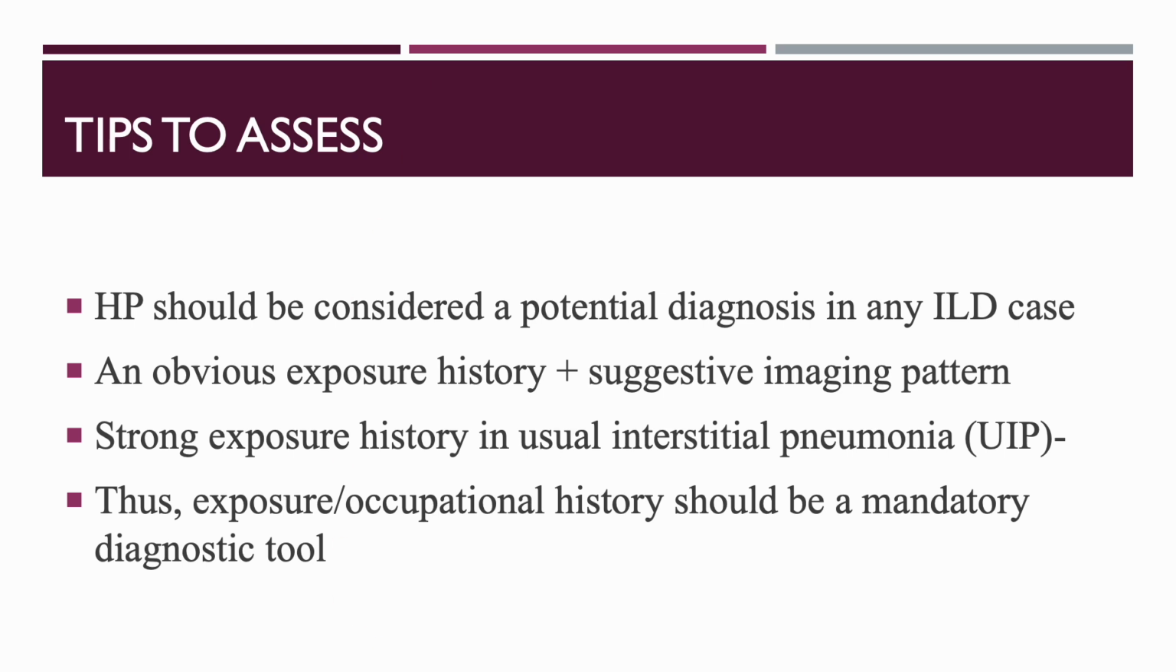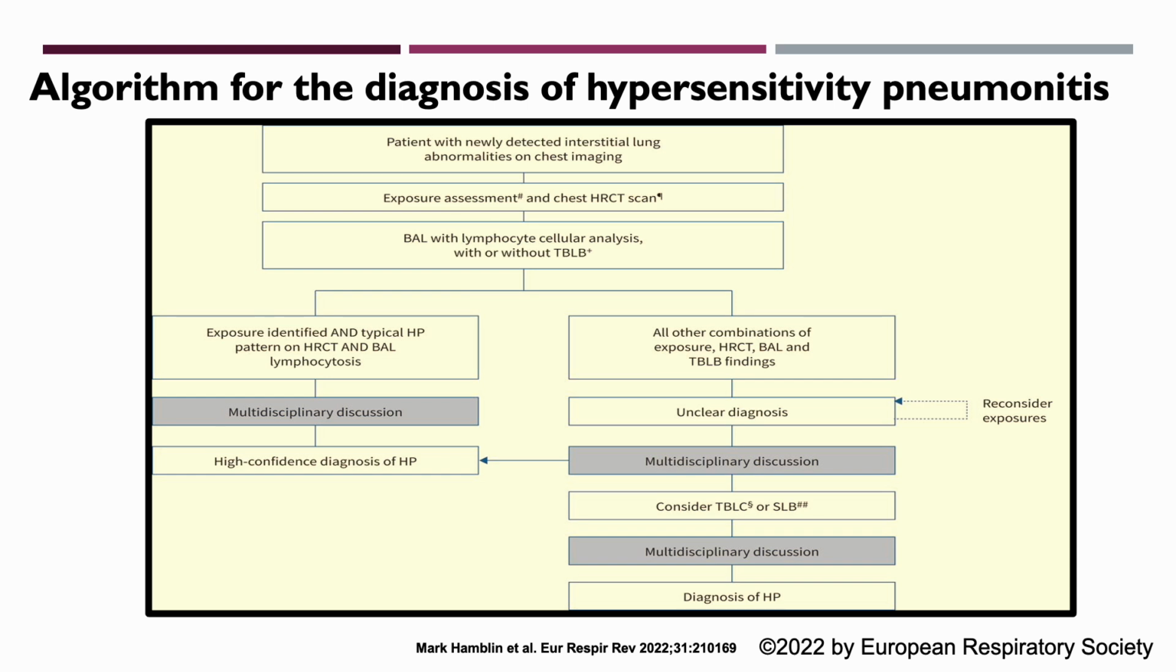This is a very good chart which was in the ERS review that I mentioned in 2022, algorithm for diagnosing HP. So, patient with newly detected ILD on chest imaging, you ask for exposure, you see the HRCT scan. You could do a BAL with lymphocyte cellular analysis with or without biopsy.